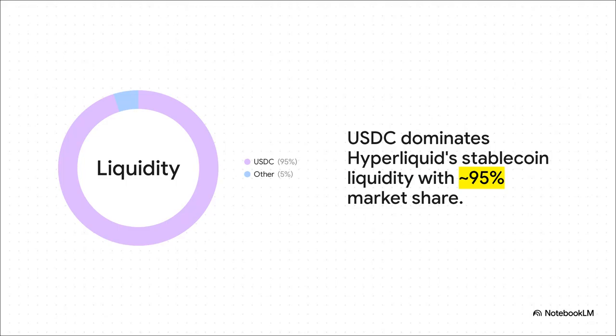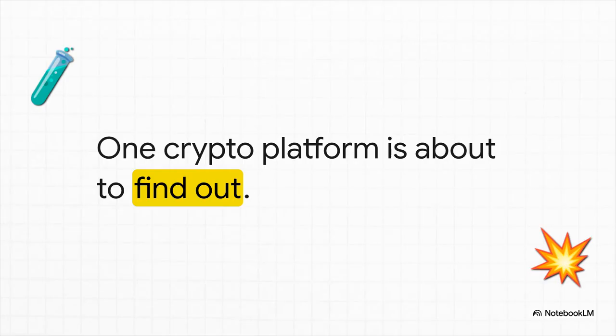So this chart right here really lays out the whole problem Hyperliquid is trying to fix. As you can see, right now, something like 95% of their stablecoin liquidity is all tied up in USDC. That's a ton of concentration, with all that power in the hands of one single company, Circle. Now, sure, it works, but it's also a massive single point of failure. And maybe more importantly, it means all the profit, all the yield generated by that capital just flows right out of their ecosystem.